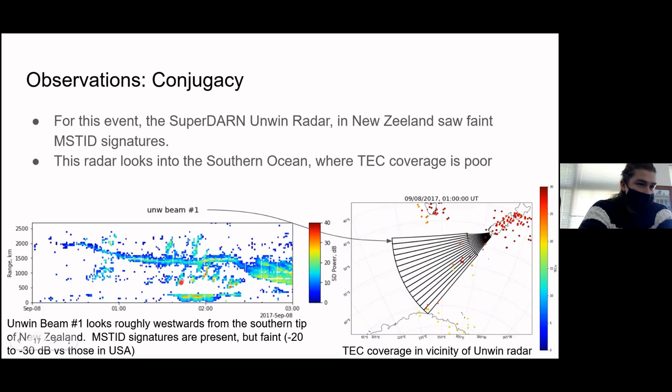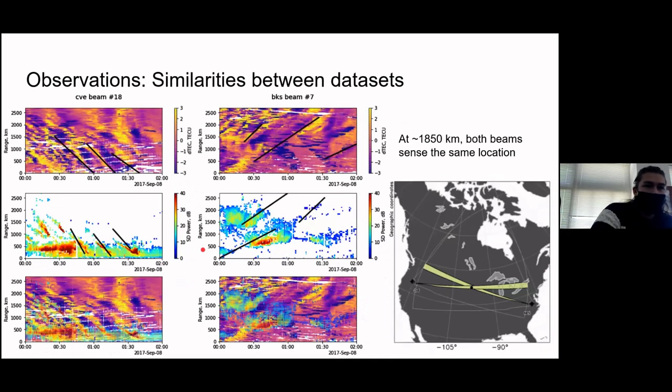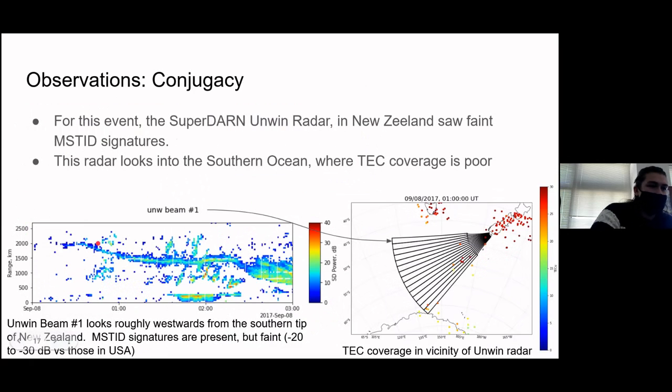And the signatures that you're looking for are kind of hard to see here. It's this kind of thing right here, these solid lines, and these are occurring at around the same time as well, like 1 or 2. They're faint, like 20 to 30 dB, but comparing power across radars is maybe not a good thing to do. The point is they're much fainter here, like 20 to 30 dB, whereas these right here are 40 dB. But you can't really compare across radars too well.